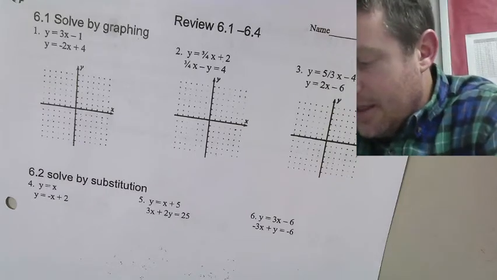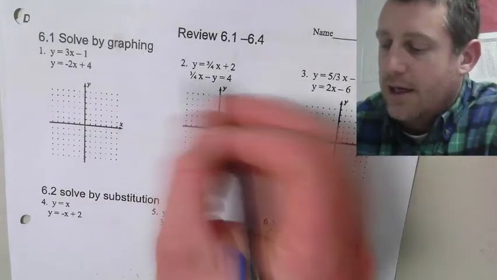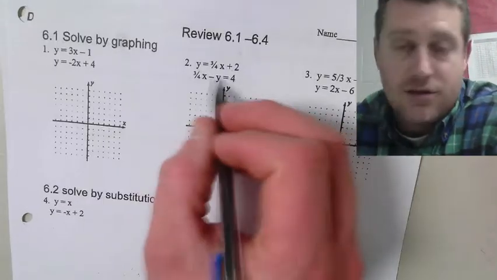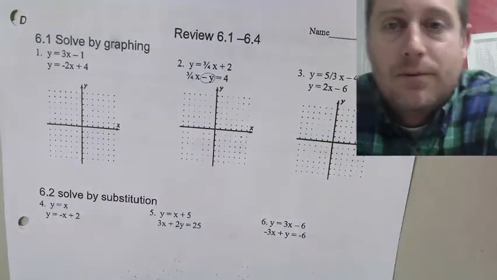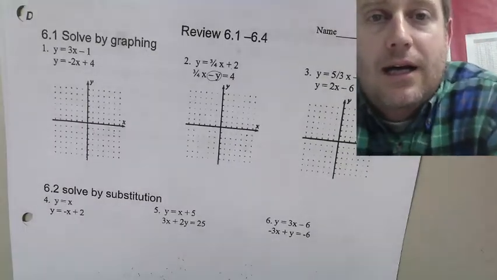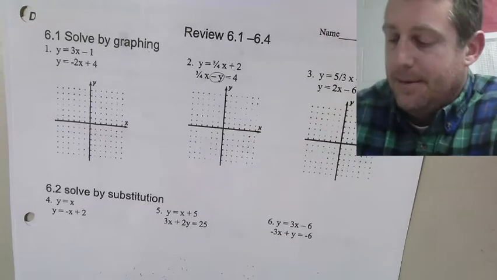I do notice that in number 2, we don't have y by itself here. So you're going to want to go ahead and get this x over here and solve for y. Don't forget there is a negative y here, so that will be important, okay? So get those review problems done. They shouldn't be too bad, okay?